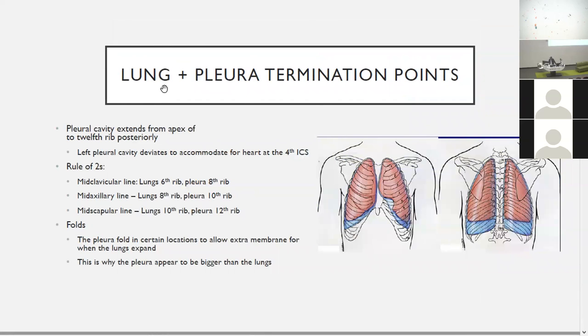The lung and the pleura have different termination points. Rule of twos again. In your midclavicular line, your lungs end at around rib 6, and then the pleura goes beyond your lungs, ending at rib 8. So start from 6 at the midclavicular line, then the midaxillary line, and then the midscapular line, and keep adding: 6, 8, 10. Just like that. Does that all make sense?